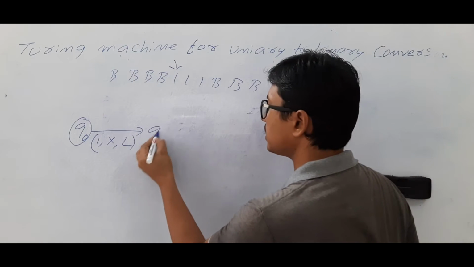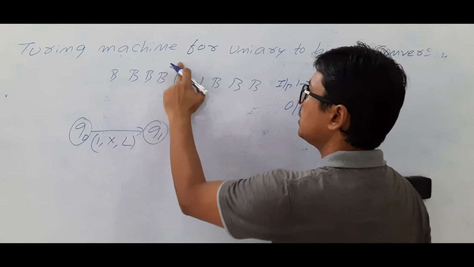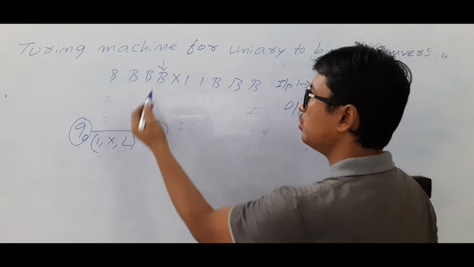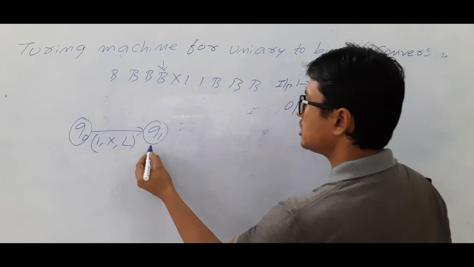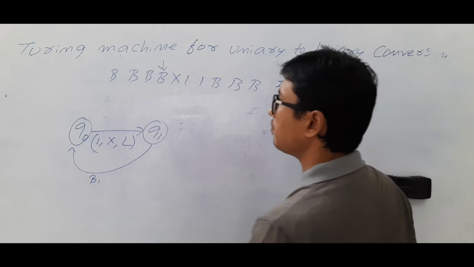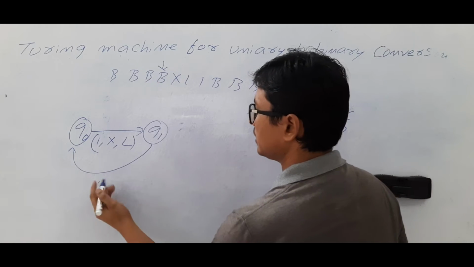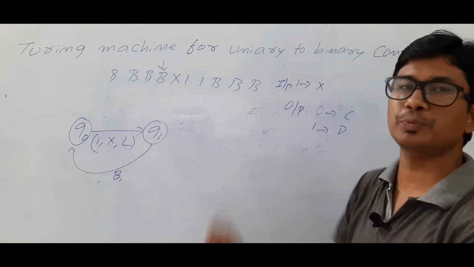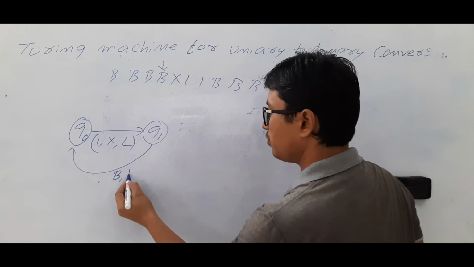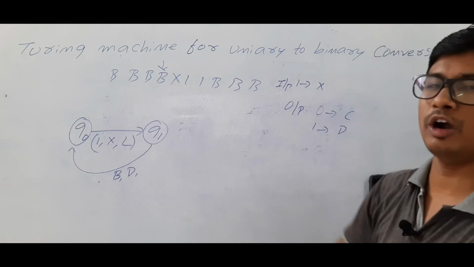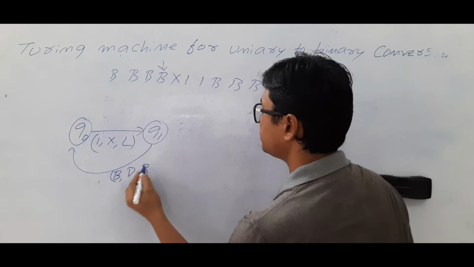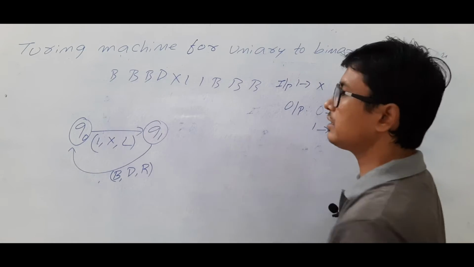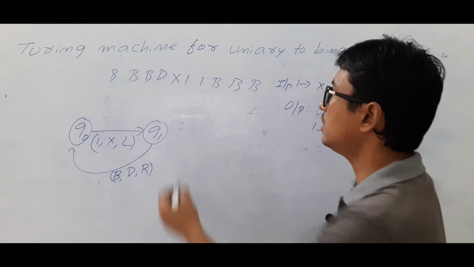So I am in the state Q1. This 1, I modified it as an X, and on 1 I modified to X and move to the left. My tape head is pointing to this blank. If you get a blank, what should you modify it as? You should modify it as D, because you have to get the output as 1 here, since you read the input as 1. So if you get a blank, you modify it as a D and move to the right. When you are moving to the right, you reach the state Q0. The tape head is here.